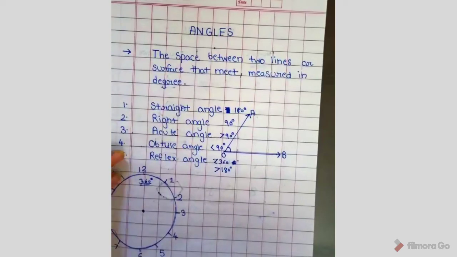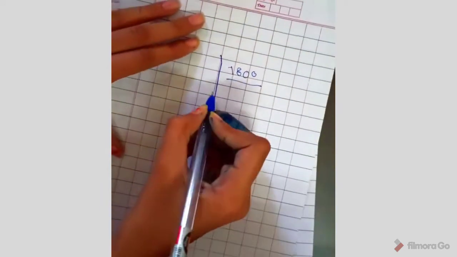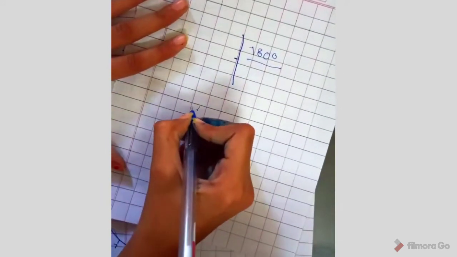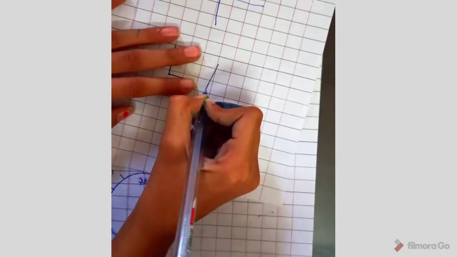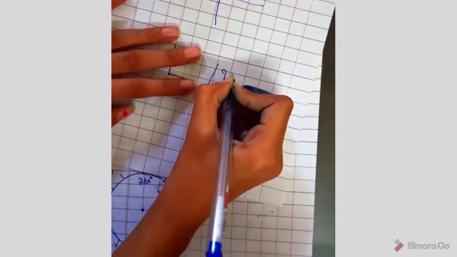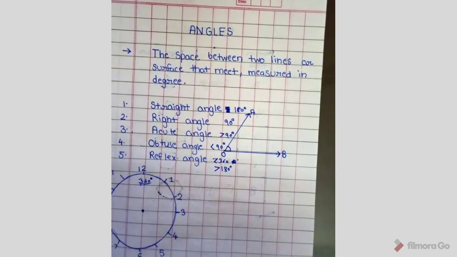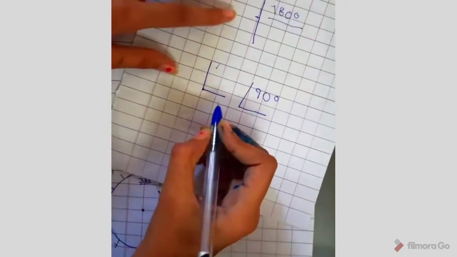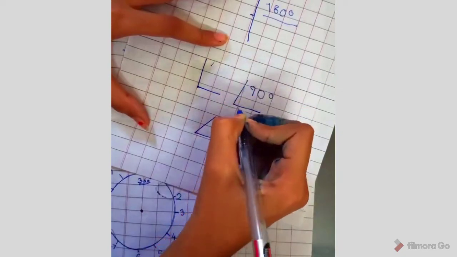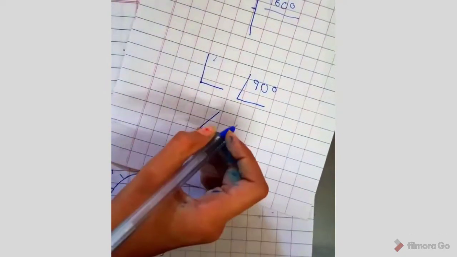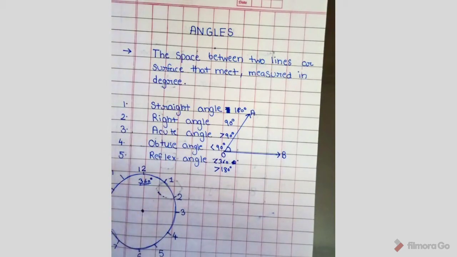Now let's move further. That is the right angle. What is a right angle? A right angle is not straight, it is just half of that, which means exactly 90 degrees. After it, let's come to the acute angle. What is an acute angle? An acute angle is less than 90 degrees, more slanting. 90 degrees is straight, but the acute angle is more slanting. So an acute angle is less than 90 degrees.